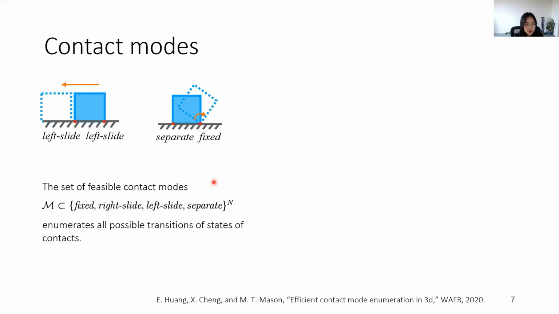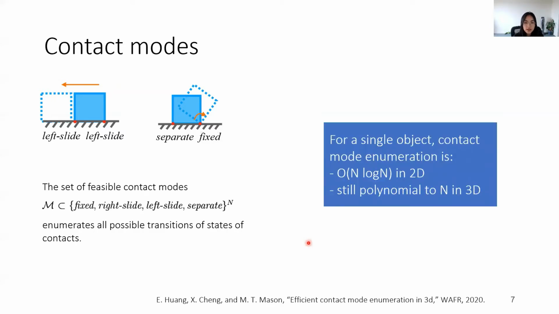And the set of feasible contact modes enumerates all possible transitions of the states of contact. And our previous work found something very interesting and very nice about contact modes: for a single object, contact mode enumeration is O(n log n) in 2D, where n is the number of contacts, and it's still polynomial in n in 3D. So this really makes contact mode enumeration feasible in our framework.